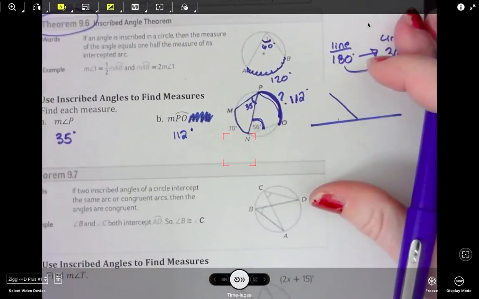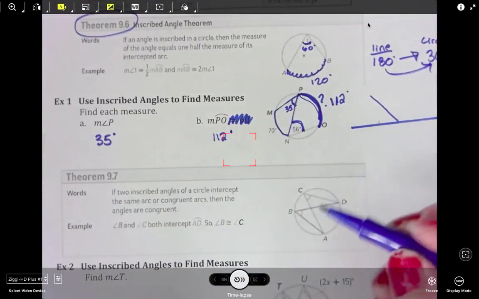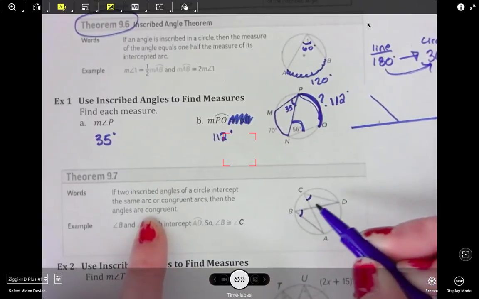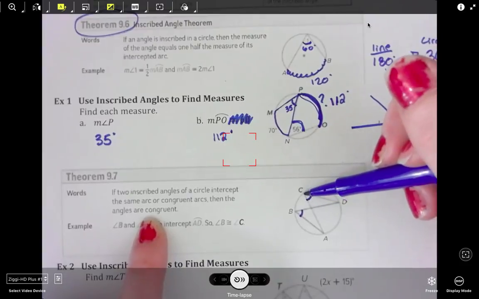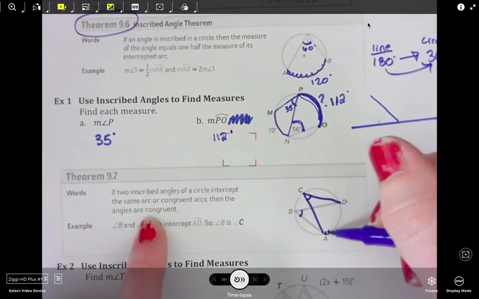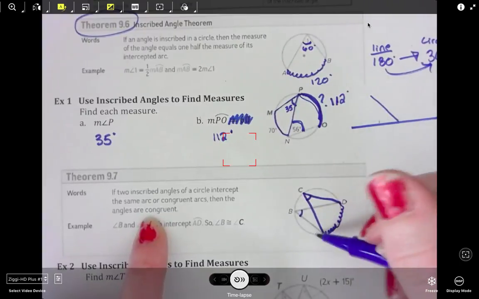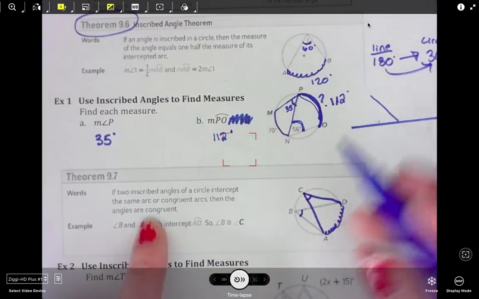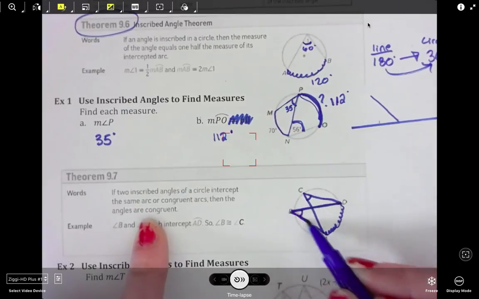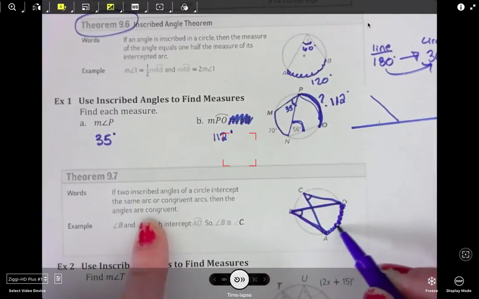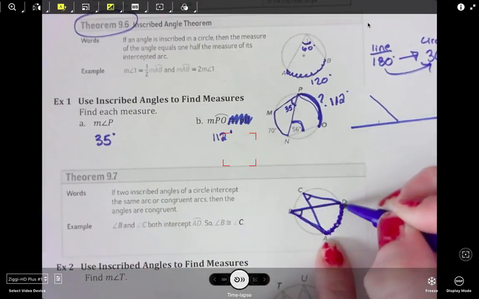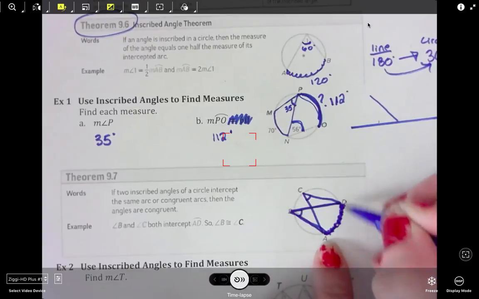Okay, this next theorem says that if I have two angles, like this guy here and this guy here, angle B and angle C, angle C is made up of these two line segments. So DA is really the arc that's opposite angle C, okay? Now, B is made from these two segments here, and DA is also the arc that's intercepting that, okay? So really angle C is opposite DA, and angle B is opposite DA.